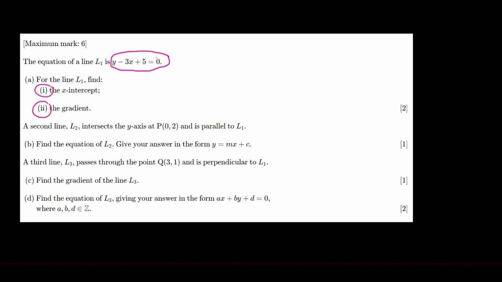So here's my recommendation. When you solve such questions, you want to write it in the form of y equals mx plus c. Then you want to do the following: y equals, transfer the minus 3x and the plus 5 to the other side. So minus 3x becomes 3x and plus 5 becomes minus 5. So now you have y equals 3x minus 5.